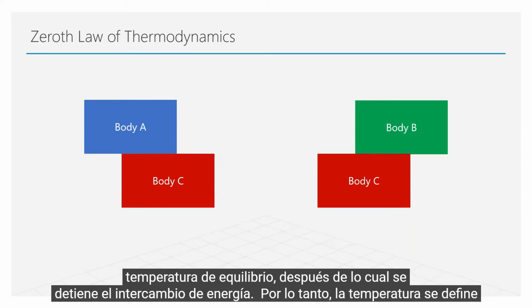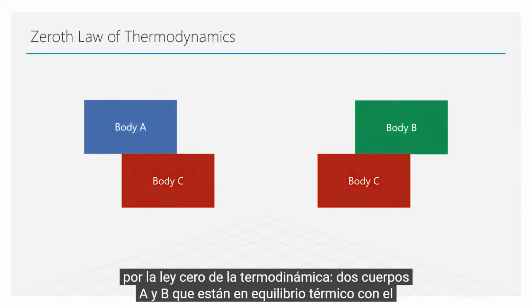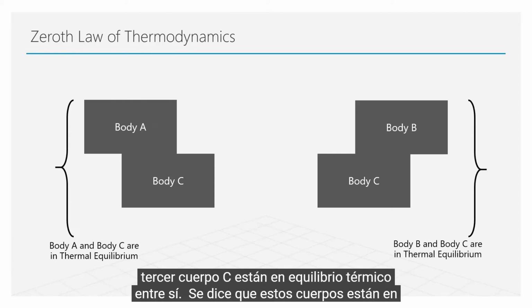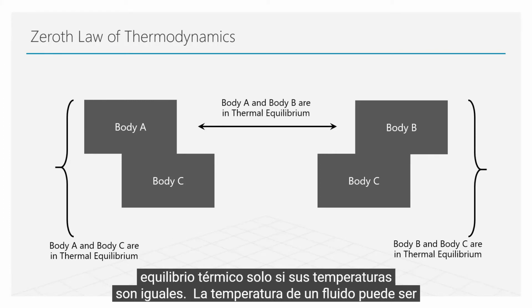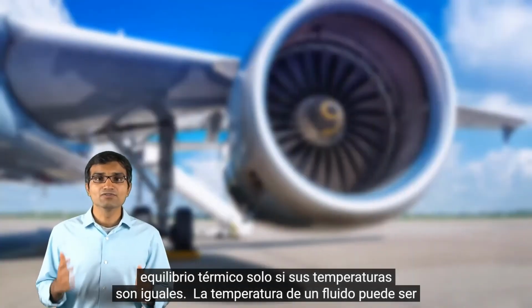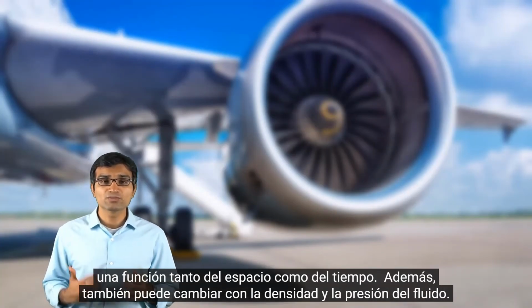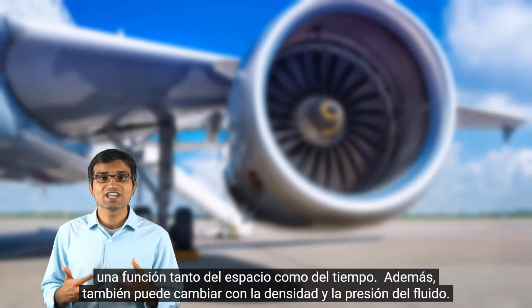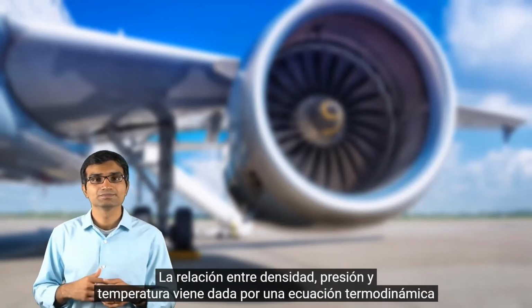The temperature is therefore governed by the zeroth law of thermodynamics, which states that two bodies A and B, which are in thermal equilibrium with a third body C, are in thermal equilibrium with each other. These bodies are said to be in thermal equilibrium only if their temperatures are equal. The temperature of a fluid can be a function of both space and time. Moreover, it can also change with fluid density and pressure.